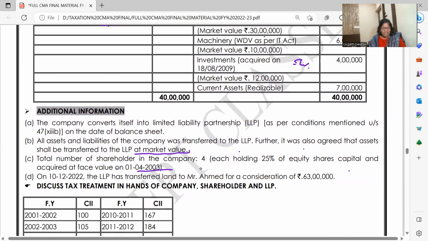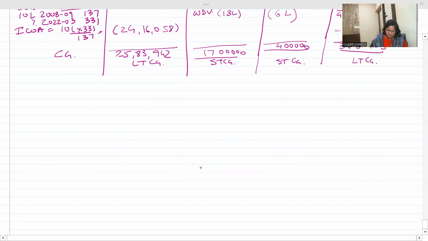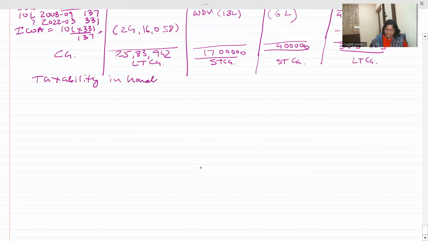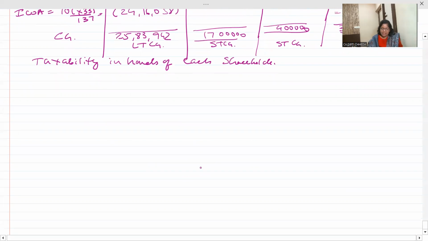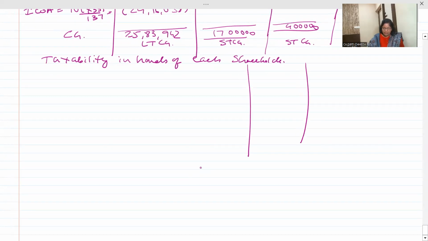So what is the tax in the hands of the company? We have finished. Now we are doing the tax in the hands of the shareholders. 8 marks problem. This was taxability in the hands of the company. Now taxability in hands of each shareholder. Taxability in the hands of each shareholder. Particulars and amount. Right?